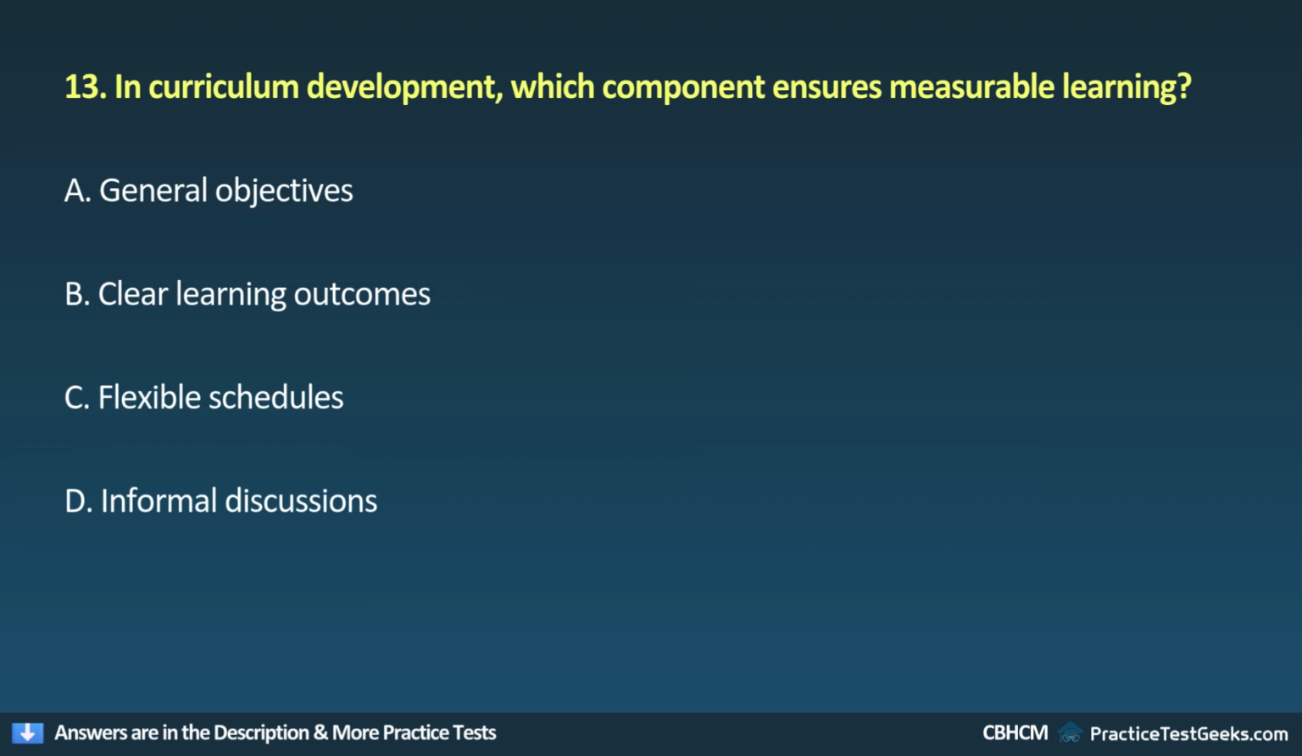13. In curriculum development, which component ensures measurable learning? A. General objectives. B. Clear learning outcomes. C. Flexible schedules. D. Informal discussions.